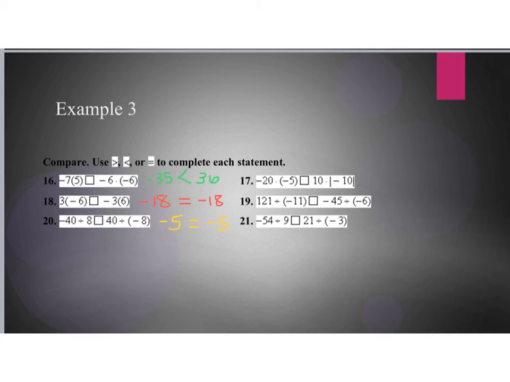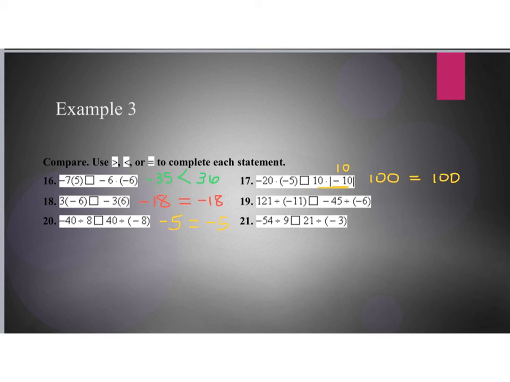Now for number 17, we have negative 20 times a negative 5. So a negative times a negative is going to give me a positive, or I get a positive 100. Then on this side, I have the absolute value of a negative 10, which will give me 10, and I'm going to multiply that by 10. So this is going to give me 100, and these two then would be equal.